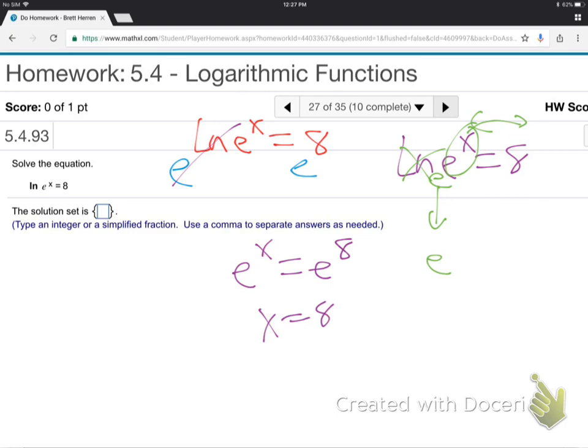Instead of e to the x, it's e to the 8, and e to the 8 goes over there. Same thing. X is 8. That's the other way. That's why I was debating which way to show you. Either way, that's fine. I don't know which way makes more sense for you.